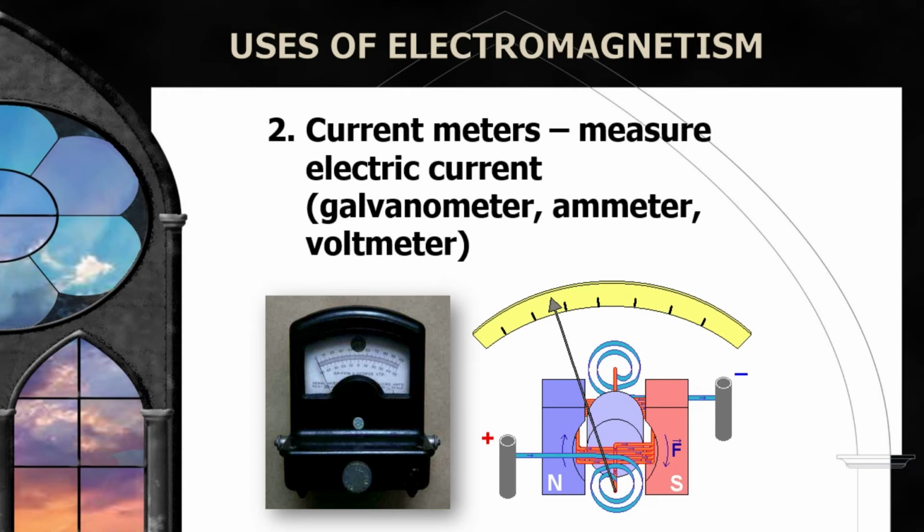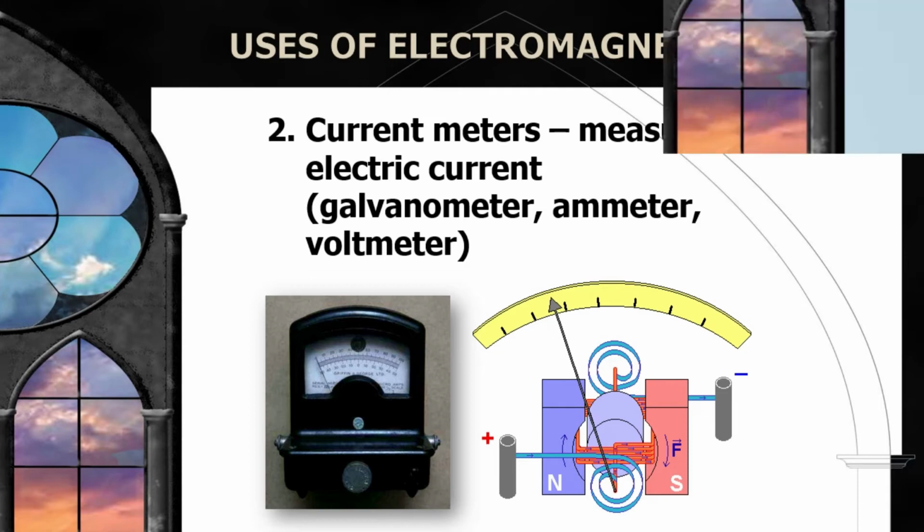Another use of electromagnetism is through different measuring devices. So we have here the current meters, which measure the electric current. Aside from the current meters, we also have the galvanometers, the ammeters, and the voltmeters that are also used to measure the voltage, resistance, and the current of a particular device.